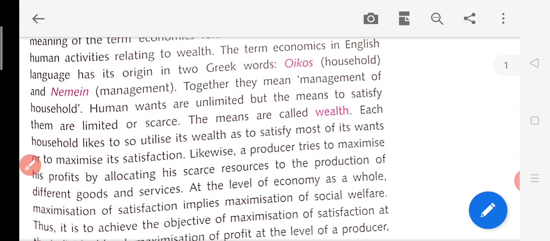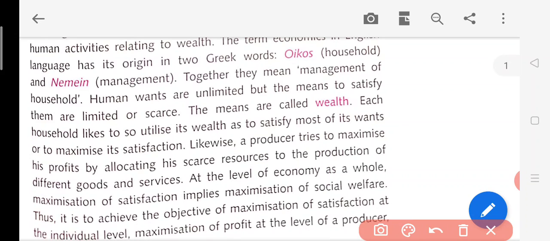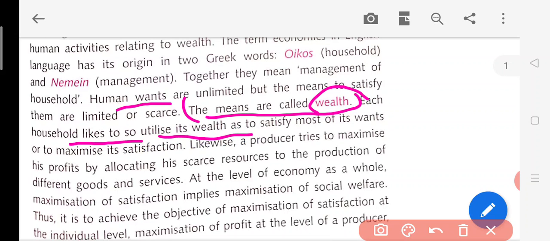So here, what are human beings trying to do? They are simply trying to maximize their satisfaction with the resources available to them. Whatever the resources are, whether it is land, labor, or capital, all these things are limited in nature, but human wants are unlimited. Okay, I hope this part is clear. Now the means are called wealth. When we talk about resources, it is called the wealth of our country. Each household likes to utilize this wealth to satisfy most of its wants and maximize its satisfaction.